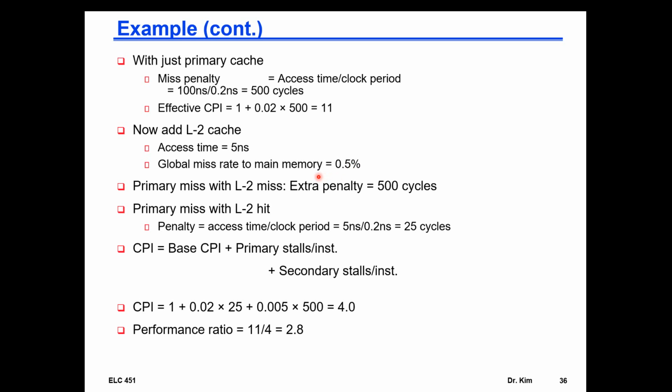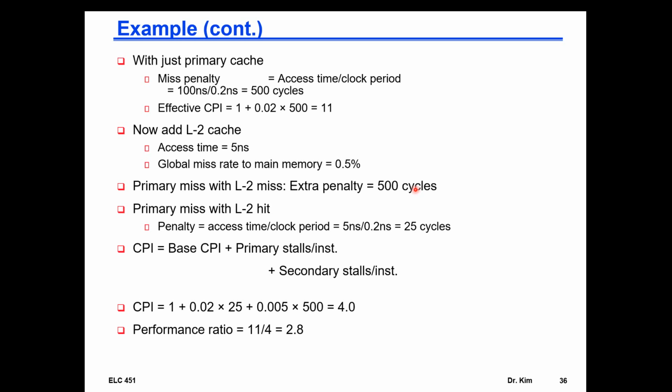So the penalty now is the access time times the clock period for an L2. Well, I'll skip this one. If we have a primary miss with a level 2 miss as well, we still have to go to main memory, so we're going to have that 500 cycles of miss penalty, because it's neither in level 1 nor in level 2.